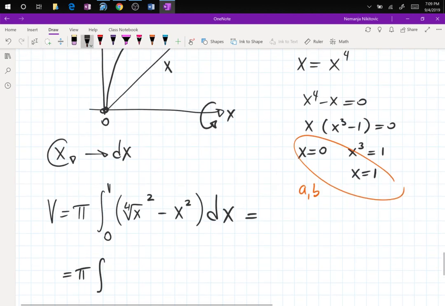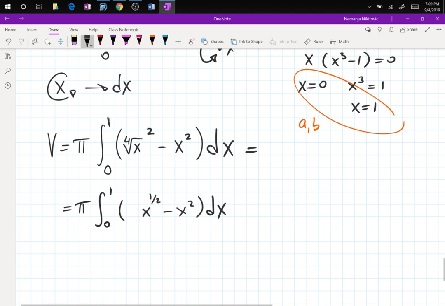We deal with algebra first. So when you square the 4th root, you will get a square root, because the 4th root is a quarter, and a quarter times 2 is a half. So that's a square root. And then you have minus x squared dx. Now you might want to write this as x to the half, because you can use your plus 1 formula, right? We'll integrate.